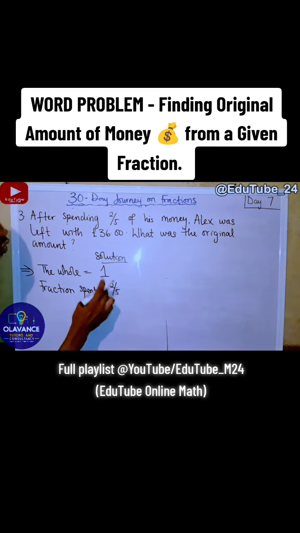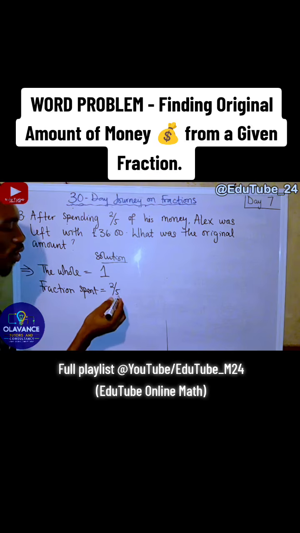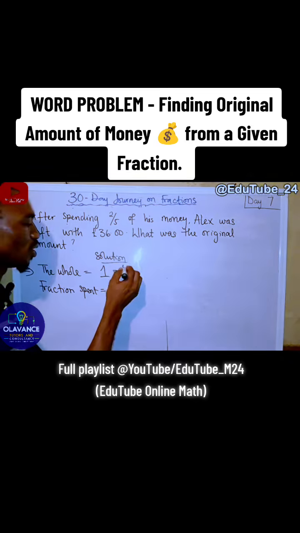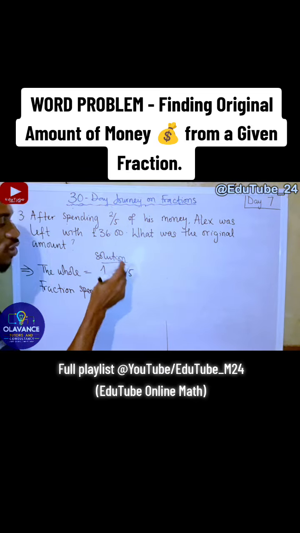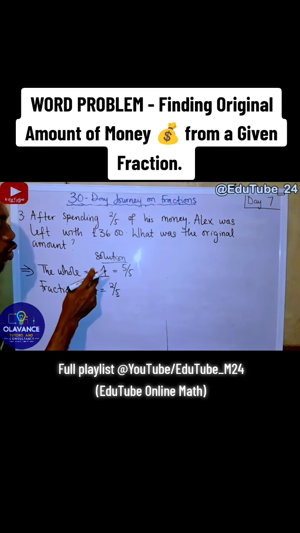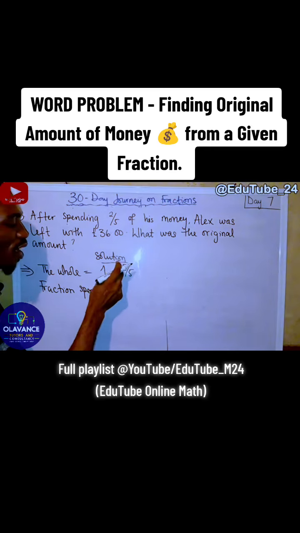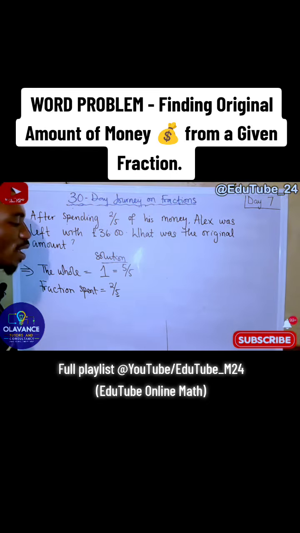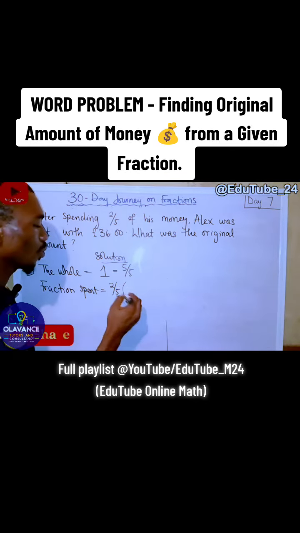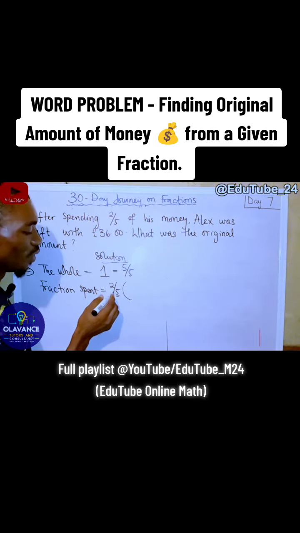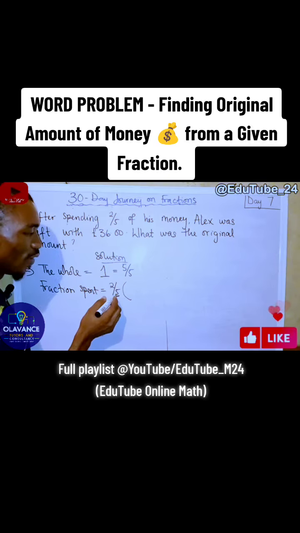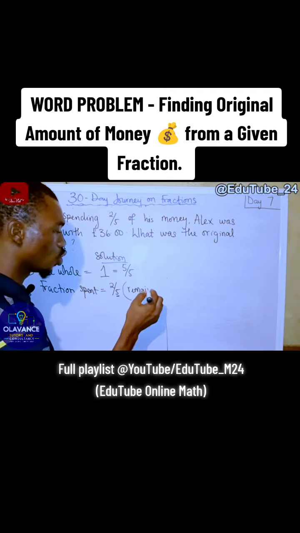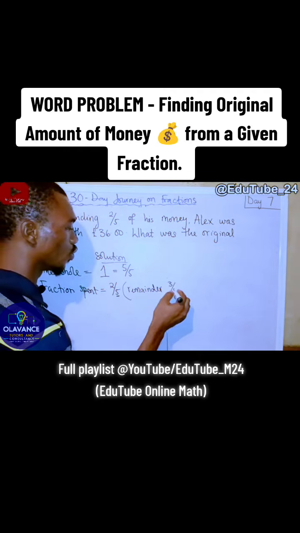So if she spent 2/5 out of this 1, and 1 here is the entire money, that means 1/1 is the same thing as 5/5, which is the same entire money. So 1 whole is the entire money, and 5/5 represents 1. The fraction spent is 2/5. That means if she spent 2/5 of her money, that is 2 out of the 5. Then the remainder will be, I hope you can guess it, 3/5.